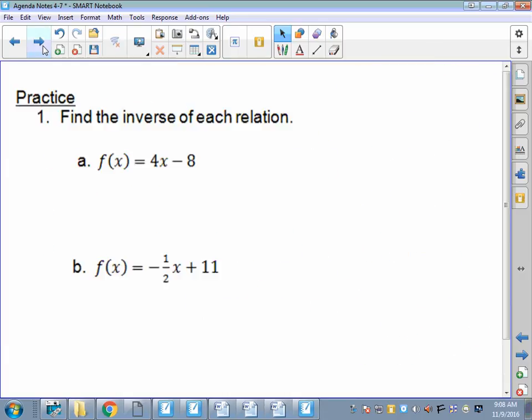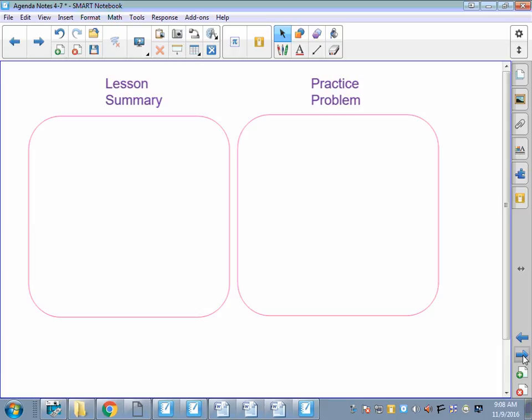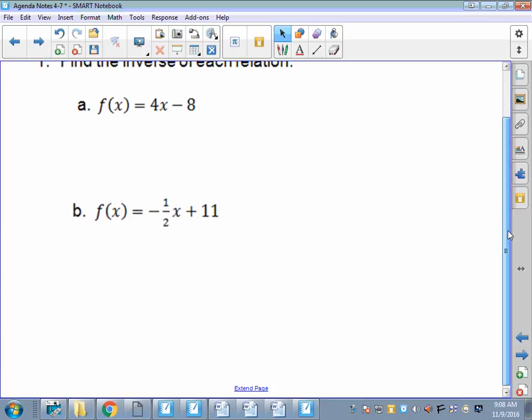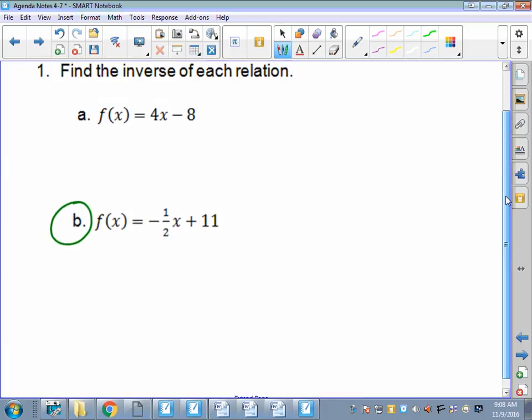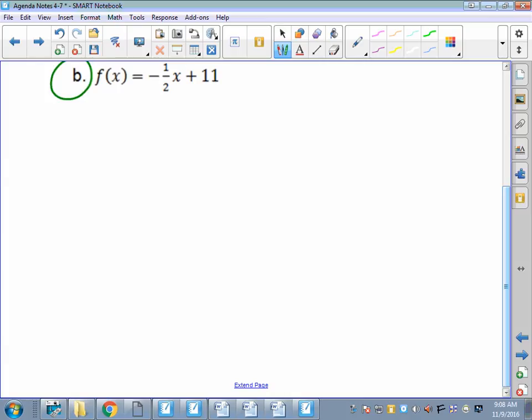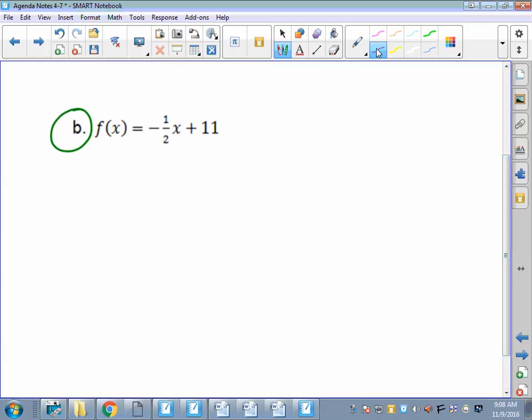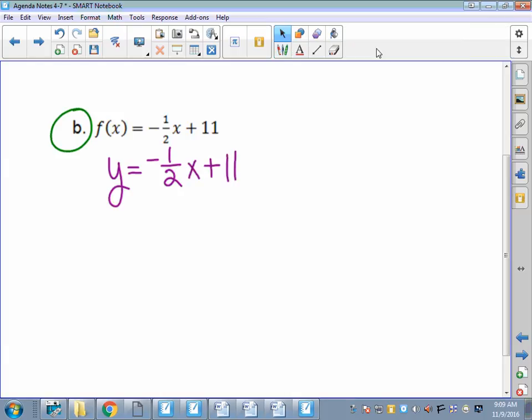Let's do, what do we have? Any good ones? Oh, just a couple, huh? Let's do b, because it's got a fraction in it. So f of x equals negative 1/2 x plus 11. Our directions say to find the inverse of the relation or inverse of the function. So I'm going to replace that f of x with a y. I always manage to put my negative in the numerator of a fraction for some reason.